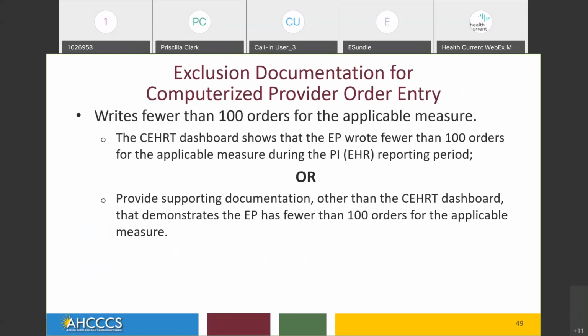So what type of documentation is required for the exclusion? Any EP who writes fewer than 100 orders for the applicable measure needs to submit one of the following: the CERT dashboard that shows the EP wrote fewer than 100 orders for the applicable measure during the PI reporting period, or provide supporting documentation other than the CERT dashboard that demonstrates the EP has fewer than 100 orders for the applicable measure.